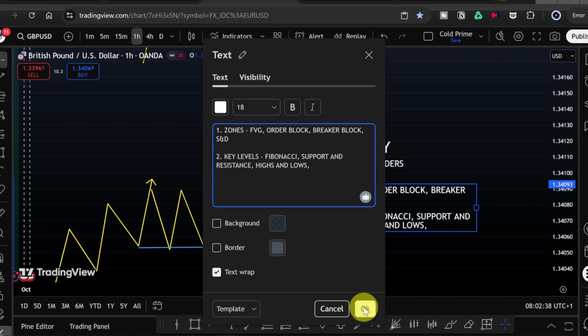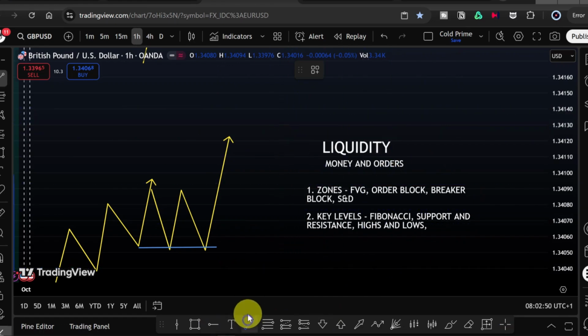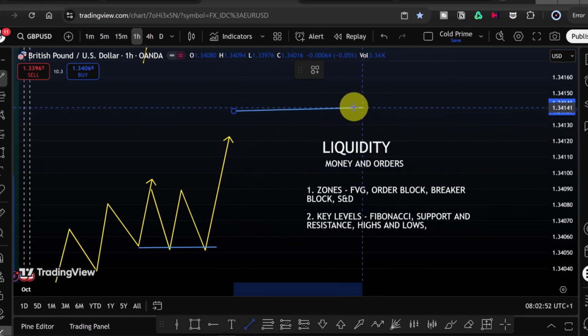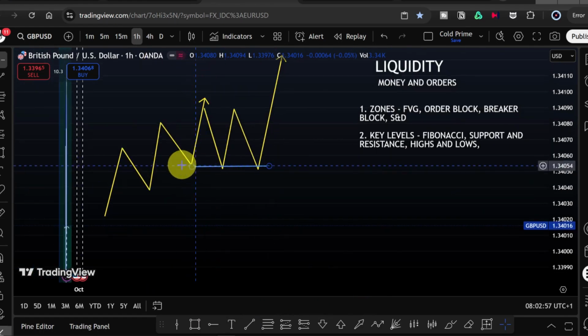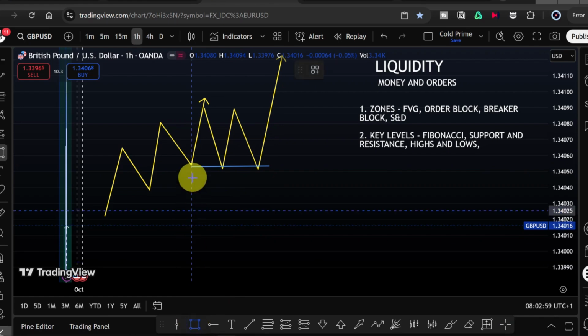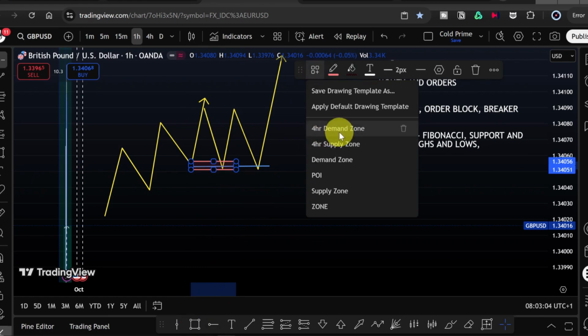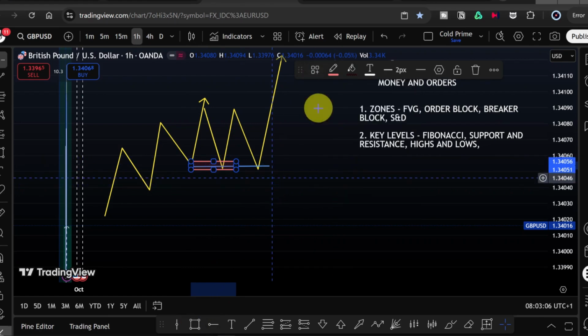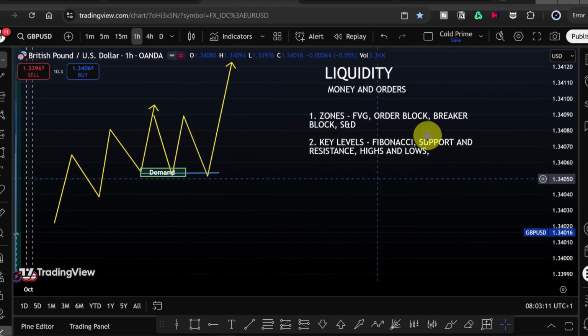Now, the breaker block is almost similar to support and resistance, right? It's just similar. It's just that you're giving a wiggle room. So let's say now you have this. Sorry, let's use this as an example. So let's say now you have this. This is a support and resistance. You could also put this as demand zone here. It's that simple. You could put this as demand zone.